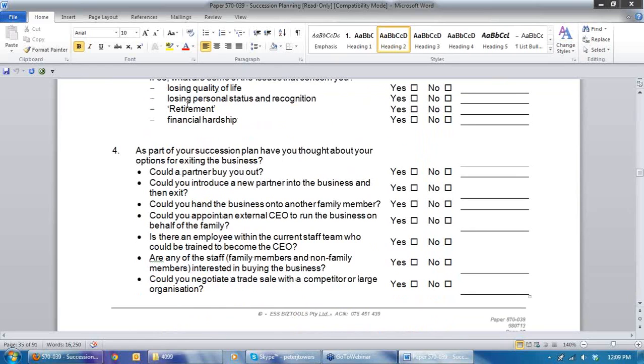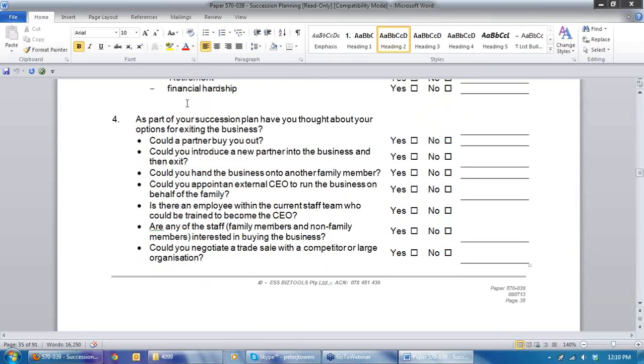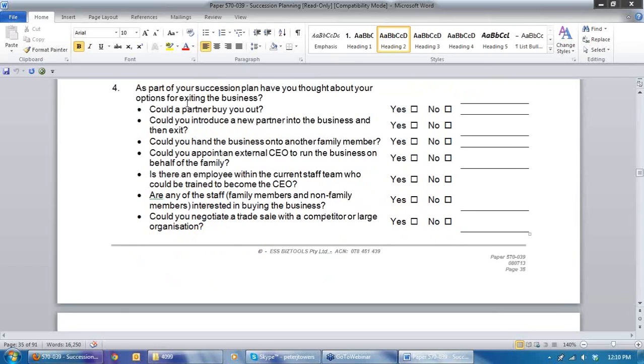And the reason we've got all these various suggestions or questions here is that this is not a simple subject. Those of you who have done some work in succession planning, I'm sure will agree. There are a lot of diversions, a lot of side issues that can emerge. So we're raising some issues here. Could a partner buy the current owner or partner in the business out? Could a new partner be introduced to the business to buy you out? Could you hand the business on to a family member? Could you look at skipping a generation in effect by introducing an external person as a CEO to run the business until such time as grandchildren may be ready to run the business?